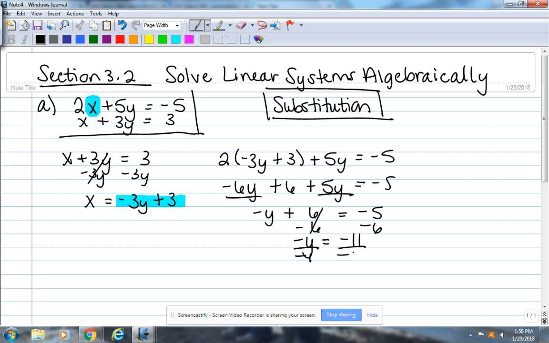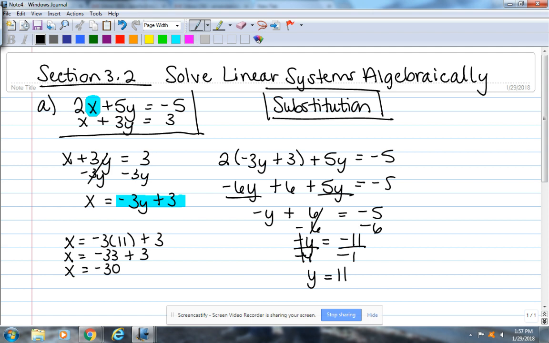And then you can divide by negative 1. If you do that step in your head, that's fine. All right. So are there any questions about how we got y? Now, how do you think we're going to get x? So the same thing. You could. Or, since we already know over here that x equals negative 3y plus 3, plug 11 in for y, and that's probably going to be the simplest way. So x is going to equal negative 3 times 11 plus 3, which is negative 33 plus 3, which is what? Negative 30.